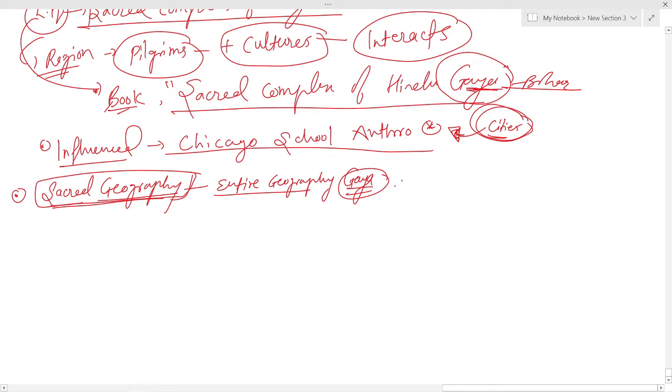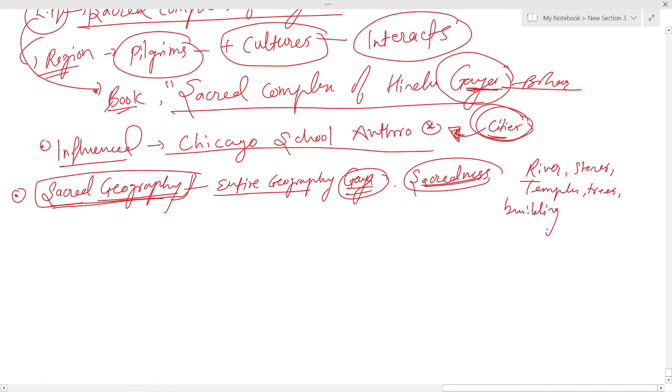Now this sacredness varies from place to place and from distance also. For example, rivers, stones, temples, trees, buildings, everything will come under sacred geography.